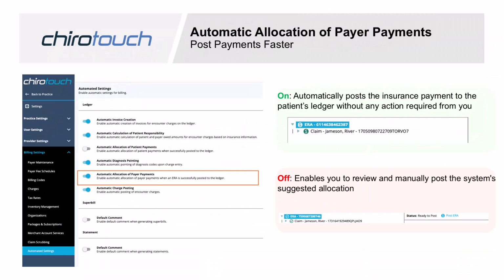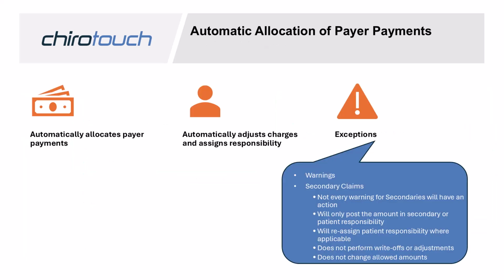All right, so jumping back over to our presentation, let's go to some of the benefits of automatic allocation of payer payments. As we saw, it automatically allocates payer payments. It'll automatically adjust charges and assign responsibility, but there are some exceptions. And so the exceptions are probably what we really have questions on. And what are those exceptions?